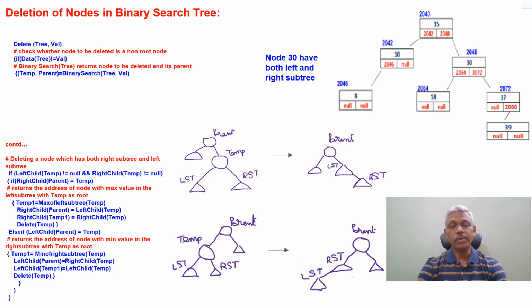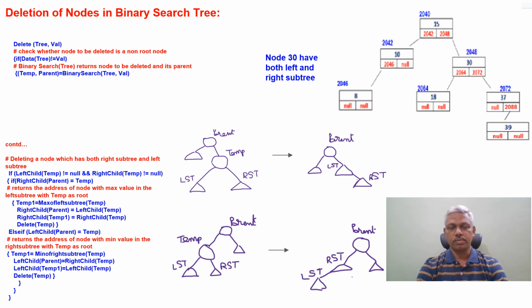Now if this temp has to be deleted, then we need to observe the LST, the left subtree of temp, and identify the maximum element, the largest element that is present in the left subtree. Identify that, and attach the right subtree of temp as the right subtree of the highest node in the LST, and this LST is added at the right child of the parent.